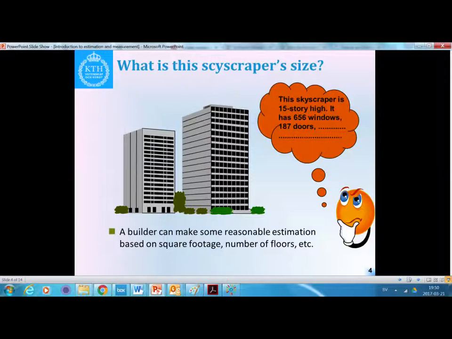If you ask someone to describe the size of a building, then you can get a reasonable answer, because a builder can tell you, okay, this building is 15 stories high, it has 656 windows, it has 187 doors, it has as many floors, and it has as many pipes, and so on. This is easy and concrete, and the result is concrete too. It's a building that is very tangible.